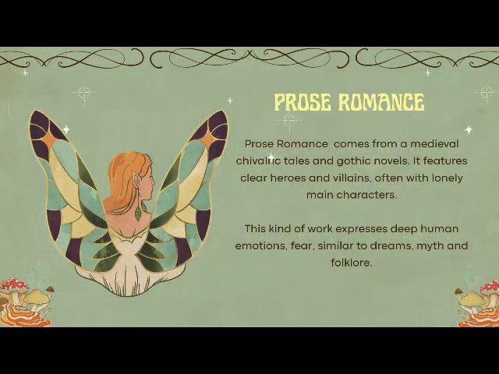Prose romance. Prose romance comes from medieval chivalric tales and Gothic novels. It features clear heroes and villains, often with lonely main characters. This kind of work expresses deep human emotions and fear, similar to dreams, myth, and folklore. So, prose romance is a type of story written in normal sentences, not poetry, that often talks about brave heroes, evil villains, love, adventure, and mystery.